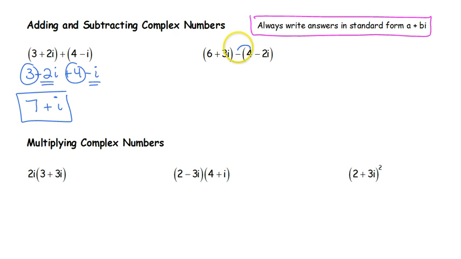Now I want to subtract. If I'm subtracting that whole quantity, I'm going to distribute that negative in. So I've got 6 plus 3i minus 4, minus a negative gives us a positive 2i. Then back to combine like terms. 6 minus 4, that's 2. A 3i and a 2i gives us 5i.